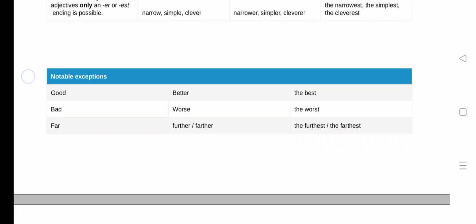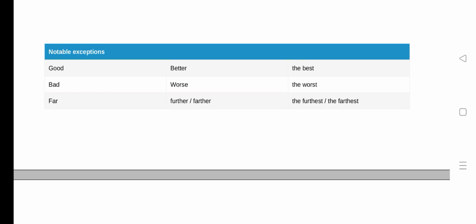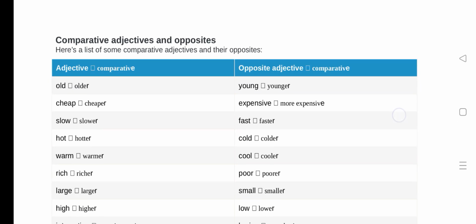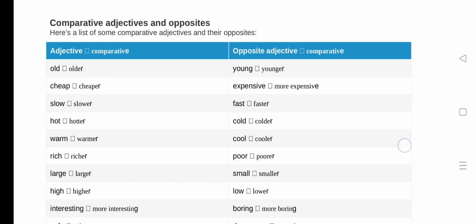We also have some exceptions in these superlative and comparative degrees. Exceptions are good, better, the best. We also use the with the superlative degree. Also remember this: bad, worse, the worst. Far, further or farther, the furthest or the farthest. So these are exceptions.